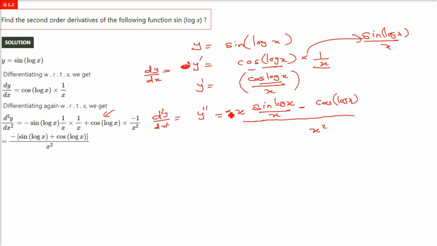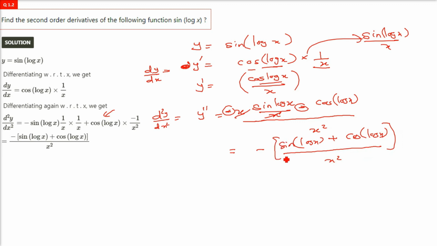So I'm putting a minus sign here, and here also we have a negative cos log x. So you can cancel these two x, and take the negative, minus, common. So inside this will be sine log x plus cos log x. Negative is outside. Now in the denominator you can just square it. So this is your final answer. Both ways, by product rule or quotient rule, you are going to get the same answer.